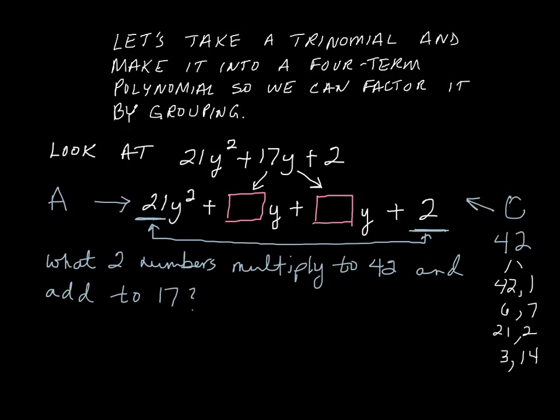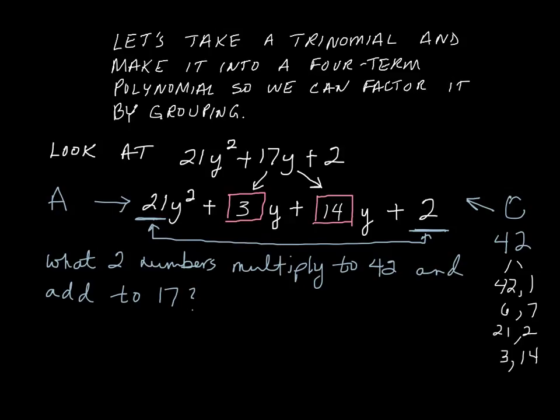So what you're looking for now is two numbers that multiply to 42, that you got from your AC, and add to 17, which is your middle term coefficient. So the two numbers that we're looking for are 3 and 14. You're not going to get this right away, but just pay attention. We're looking for 3 and 14. 3 goes one place, 14 goes the other. Notice where I just placed them.